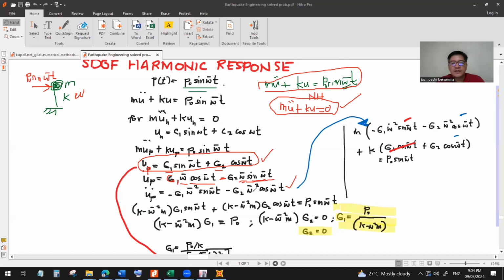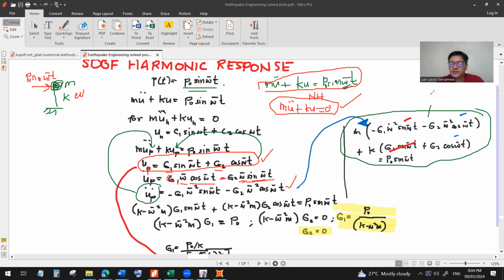Okay. Then we substitute that into the assumed solution here. So you have now u double dot, plug in here, and you have this u, plug in there, okay? So expand, okay? Then you will have this. This is u double dot, while this is your u, okay?